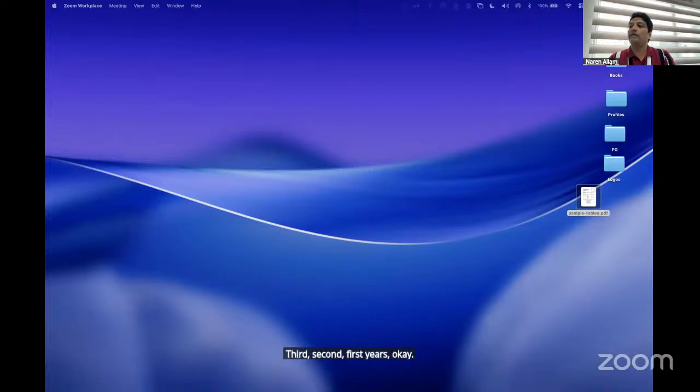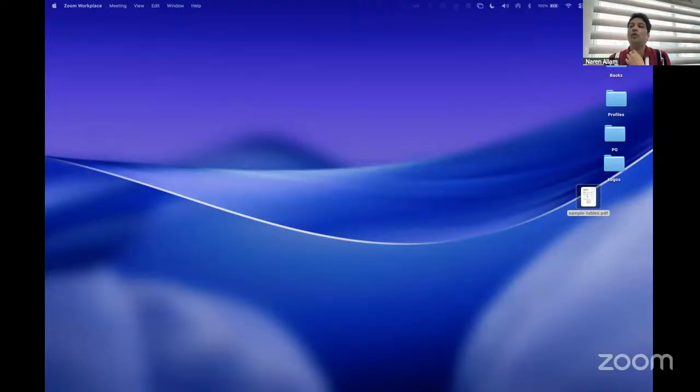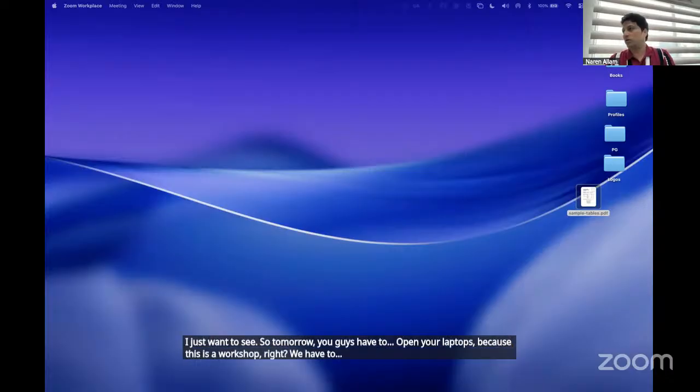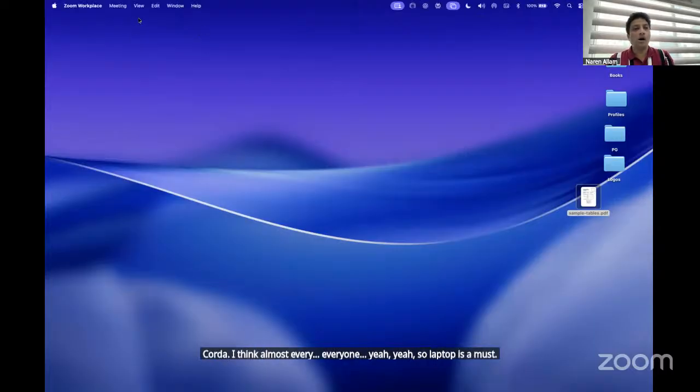How many of you have a laptop? A laptop with minimum 8 GB RAM. Tomorrow you have to open your laptops because this is a workshop, right? We have to code. I think almost everyone has one. So a laptop is a must. I think most of you have laptops.